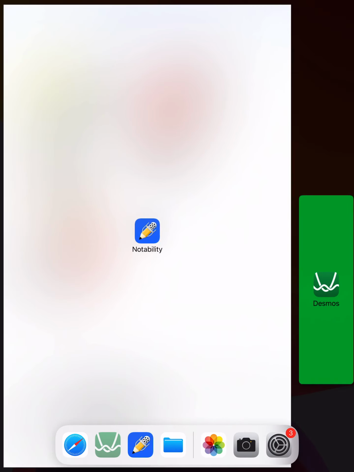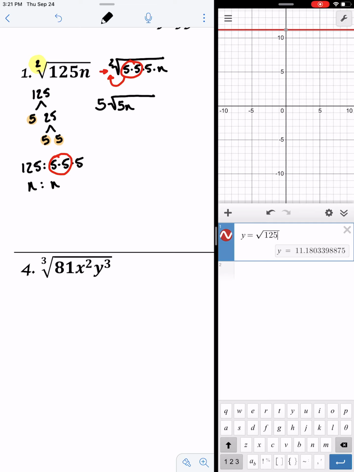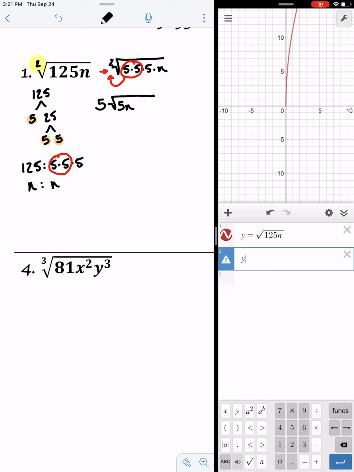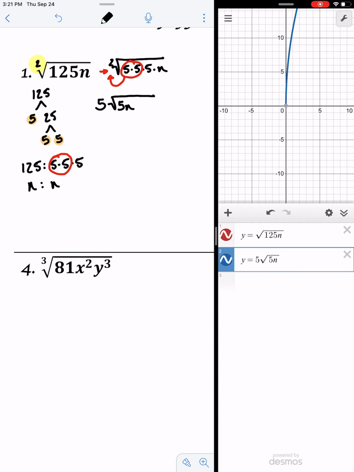Now, because I'm changing the way something looks, or I'm simplifying it, however you want to think about it, I'm going to go to Desmos, and I'm going to enter y equals the square root of 125n. I get a graph, and then I'll enter y equals 5 square root of n. Again, you can see the red and the blue graph overlap, therefore I know my answers are correct.